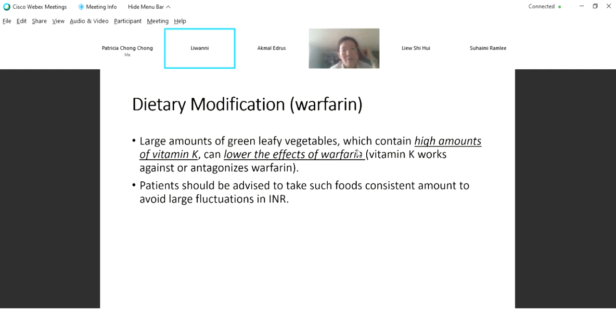Then next one is the dietary modification for patients on warfarin therapy. Large amounts of green leafy vegetables, which contain high amounts of vitamin K, can lower the effects of warfarin because vitamin K antagonizes the warfarin. So the patient has to be advised to take such food in a consistent amount to avoid large fluctuations in the INR.